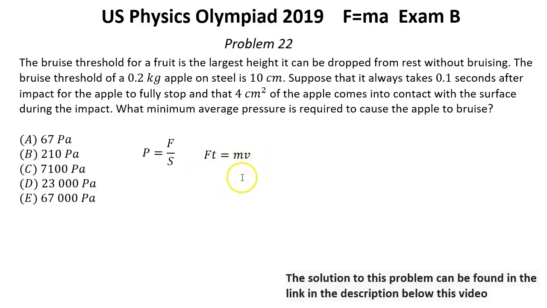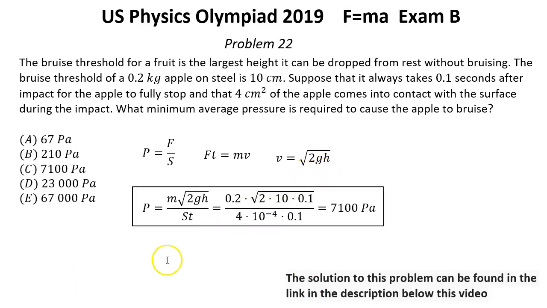Now we have to find the speed when this apple touched the ground. That will be the square root of 2gh. And finally we have this expression, which, after putting in numbers, gives 7100 pascals, which is answer C, and that was the solution for problem number 22.